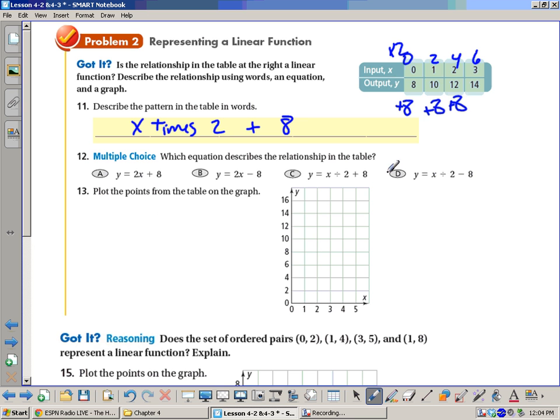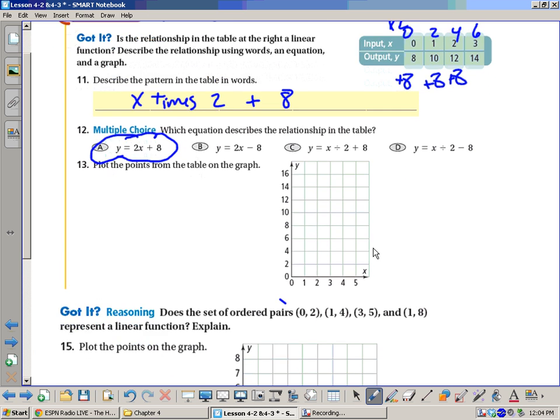So look down here at the choices. It looks like A is going to be our pattern. 2 times x. And some of these just take trial and error. You might not get it the first time, but as you get through the patterns, you'll get better at it.